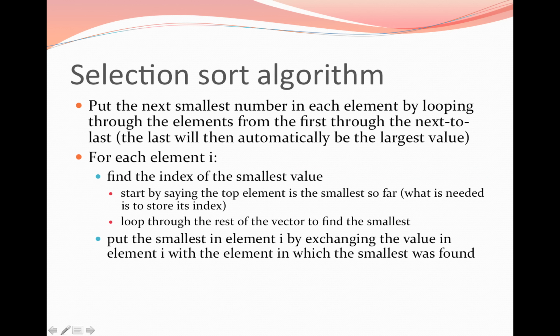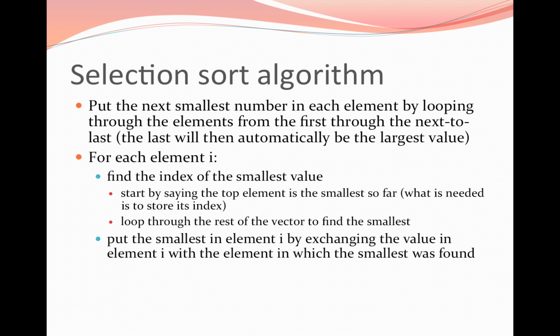So the algorithm that we just went through is the following. We're going to put the next smallest number in each element in the vector by looping through the elements from the first through the next to the last, and then the last will automatically be the largest value. For each element I, we want to find the index of the smallest value. So we start by saying the top element, where we are now, is the smallest so far. What is needed is to store its index.